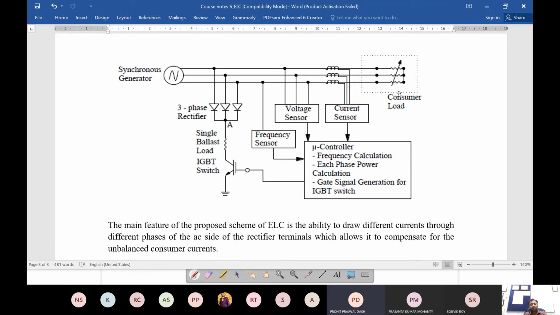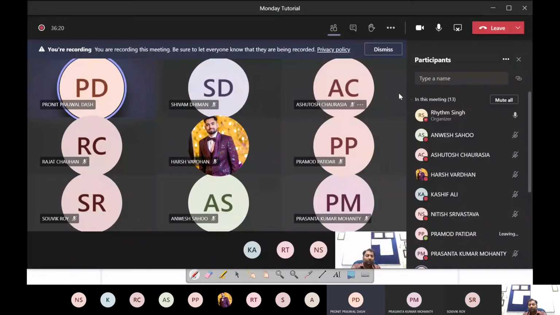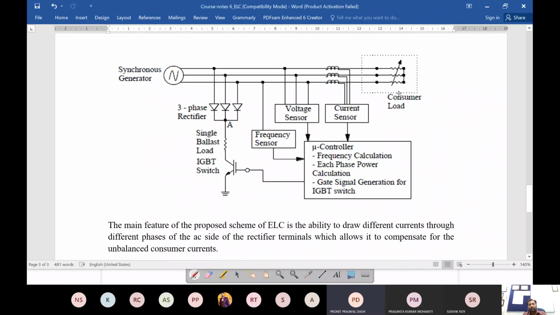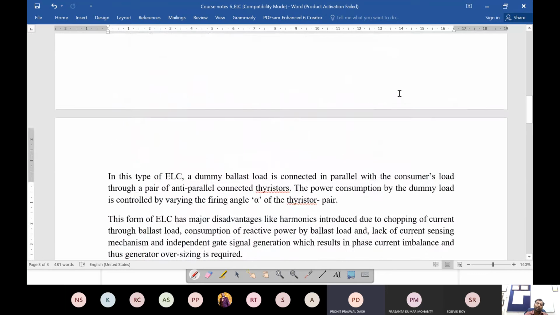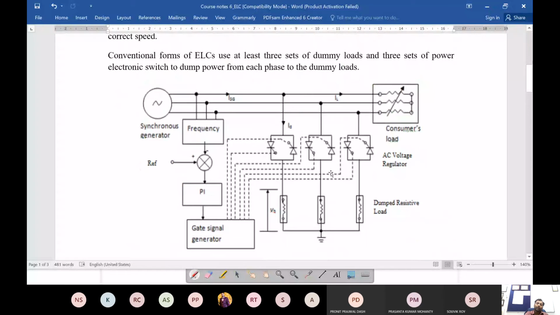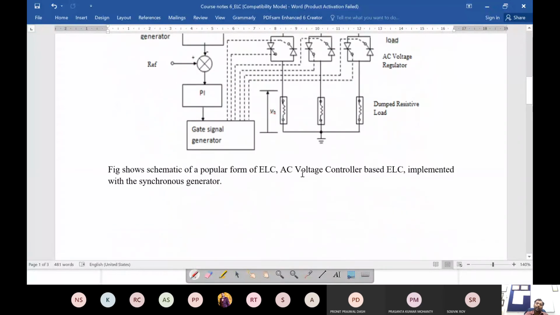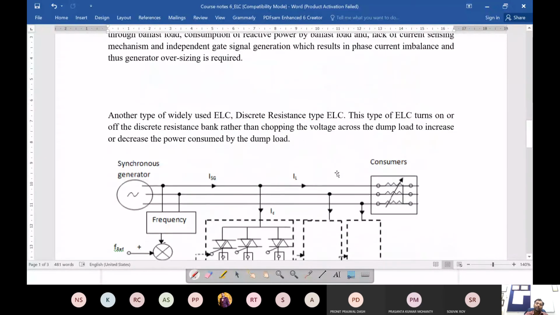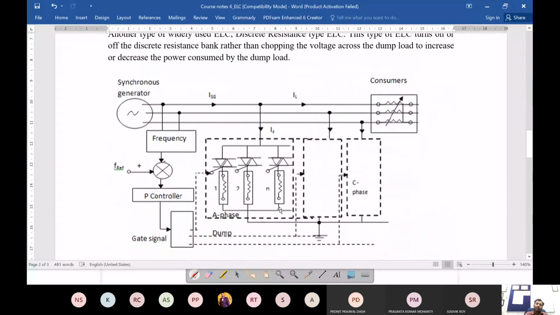Sir, which one is normally used out of these three? Yeah, so as we said, these first two are more common. The microcontroller based systems are not really common, and the conventional one, that means the AC voltage controller type, and the discrete resistance type are more common.